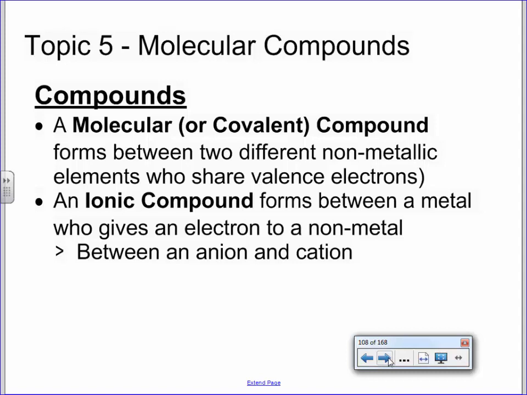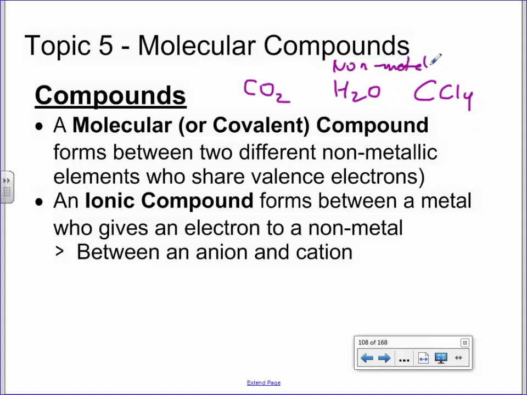Yeah, basically what you're doing here, I'll even write some stuff out. If you were to have, say, CO2 or H2O or CCl4, all of these are non-metals. And so because of that, we call these things molecular compounds. Carbon and oxygen, both nonmetals. Hydrogen and oxygen, both nonmetals. Does that make sense?